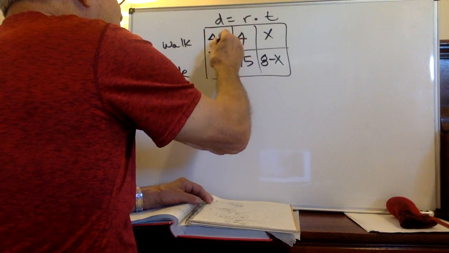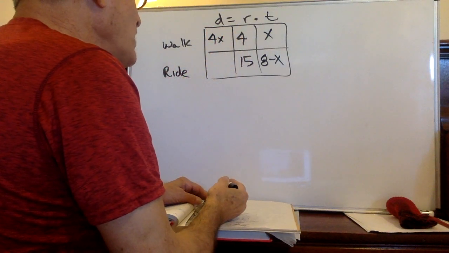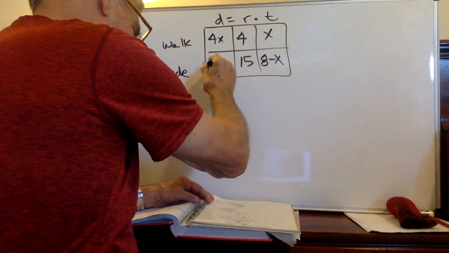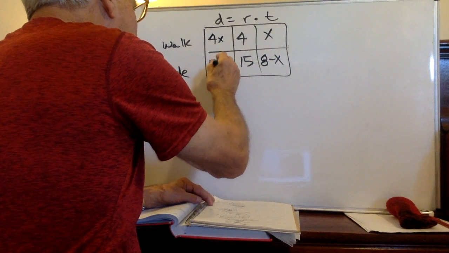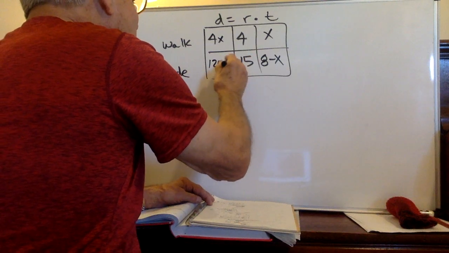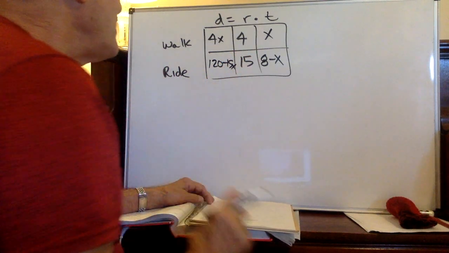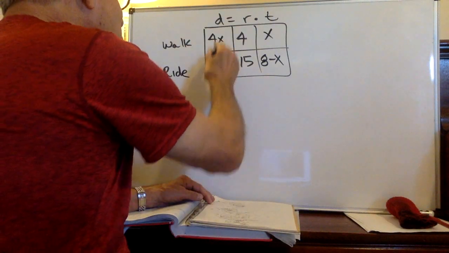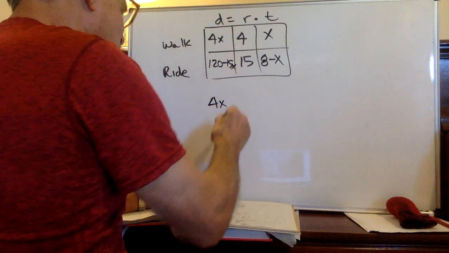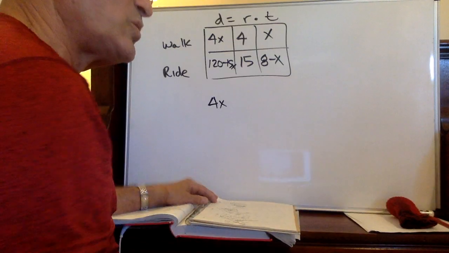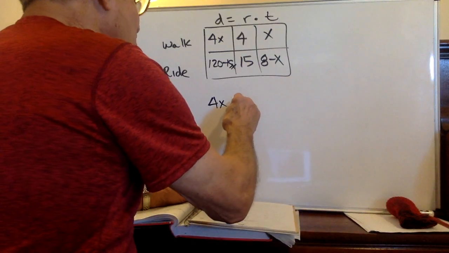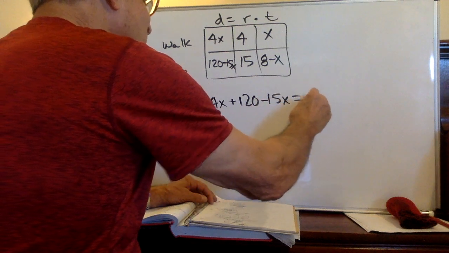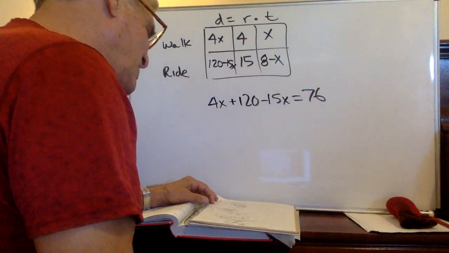Distance is equal to rate times time, so I walk a total of 4x miles, and 15 times that is 120 minus 15x. 120 minus 15x is the distance riding, and I know that these two distances added together were the total trip, which was 76 miles. So 4x plus 120 minus 15x has to add up to 76.